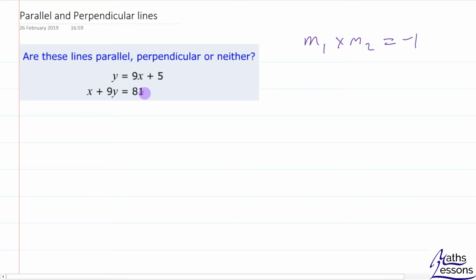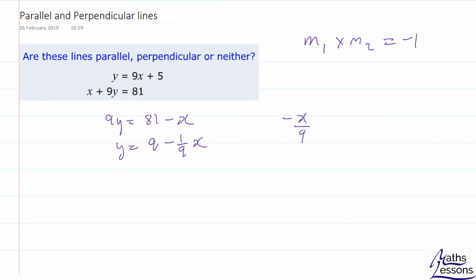So let's rearrange this one. We're going to get 9y equals 81 minus x. Divide by 9. 81 divided by 9 is 9. Minus x divided by 9 gives us minus 1/9 of x. And you might think it's minus x over 9, but remember, that's one lot of x over 9, so you can think about it as 1/9 of x. So our gradient here is minus 1/9.